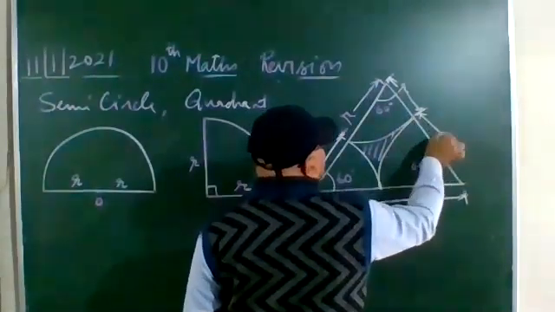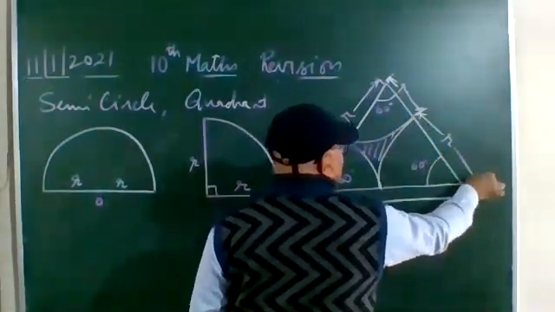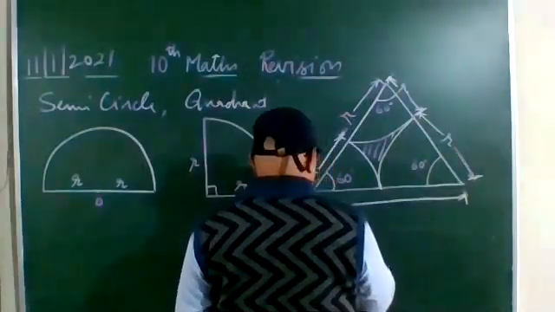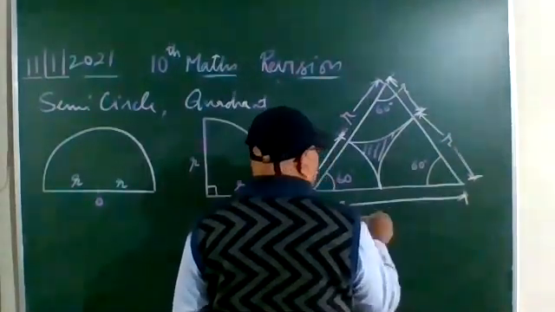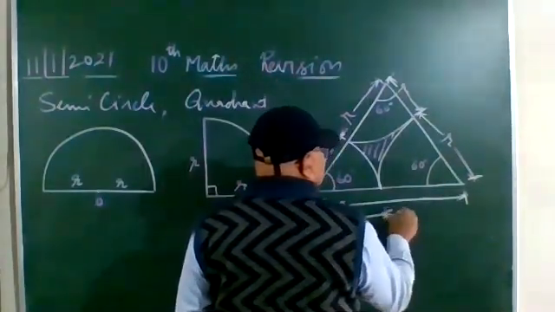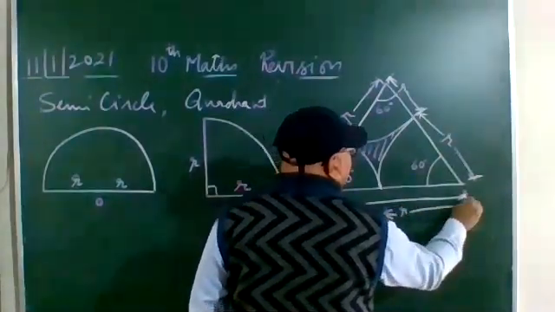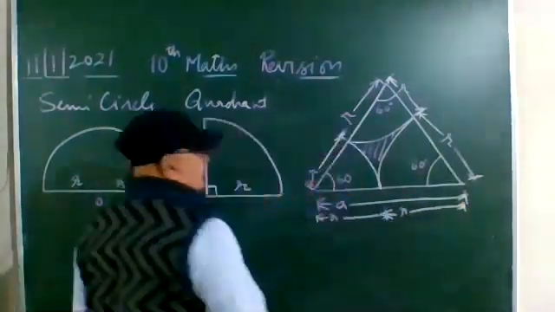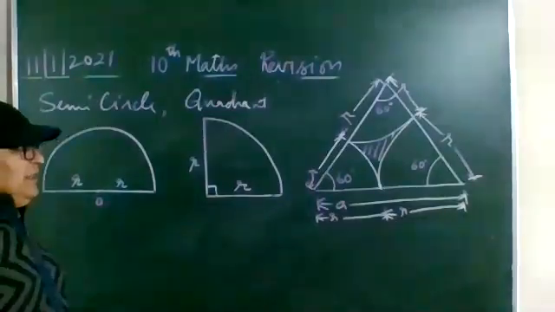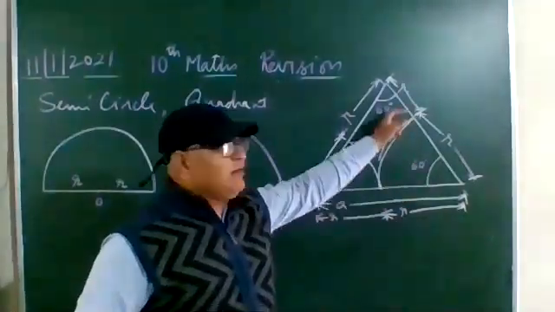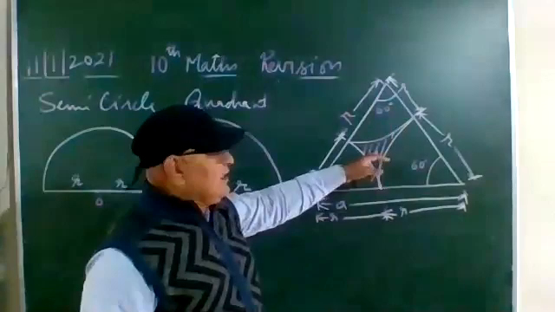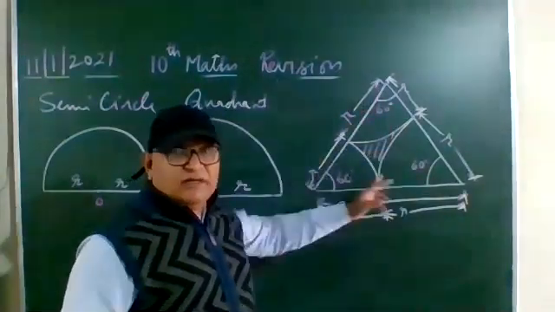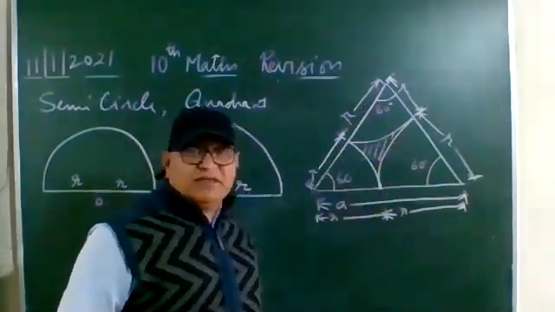Only the one diagram I am making, so don't confuse with that. And this is also R. And this is R. So area of shaded region: now this triangle is equilateral, so you can say that area of shaded region equals area of equilateral triangle minus area of three sectors.